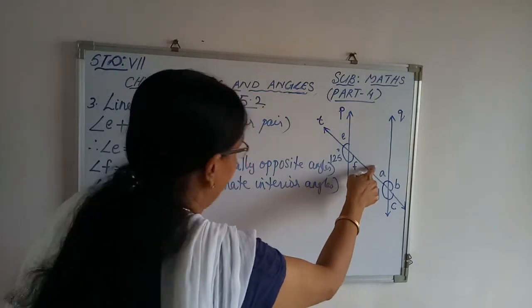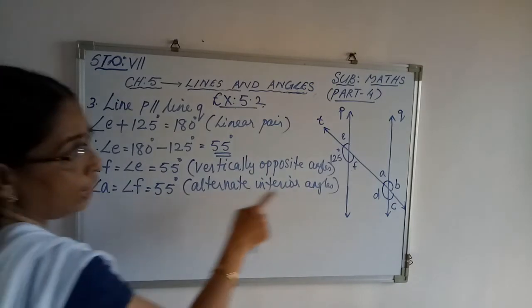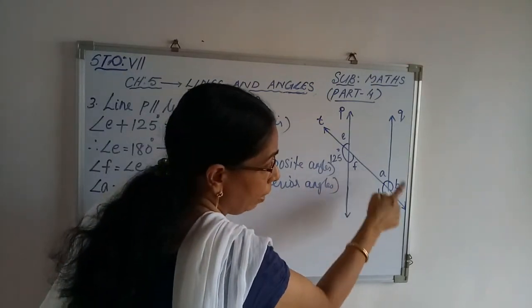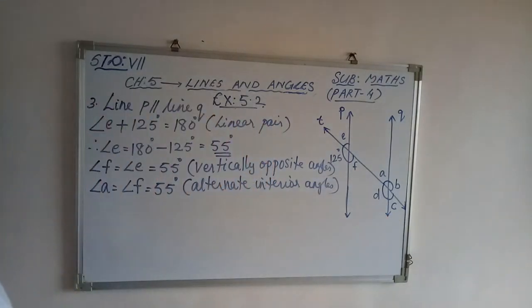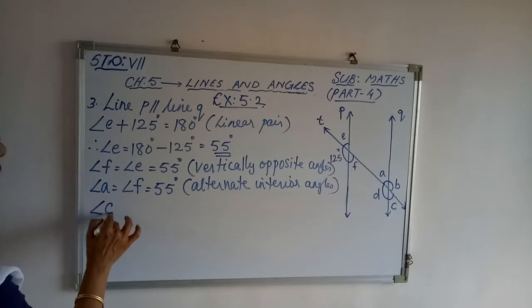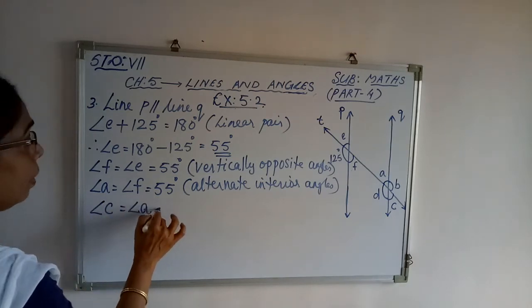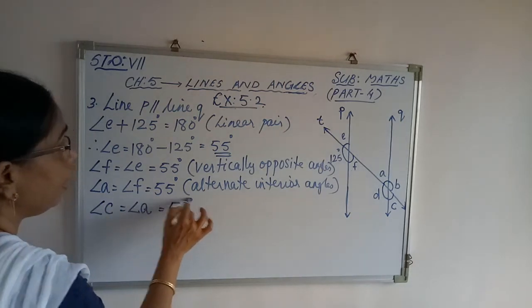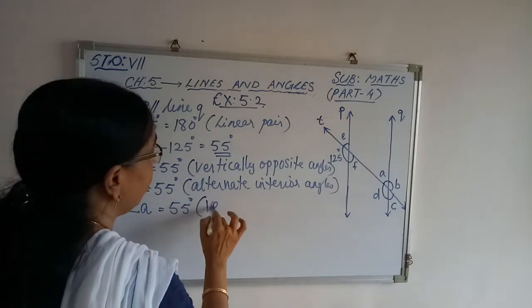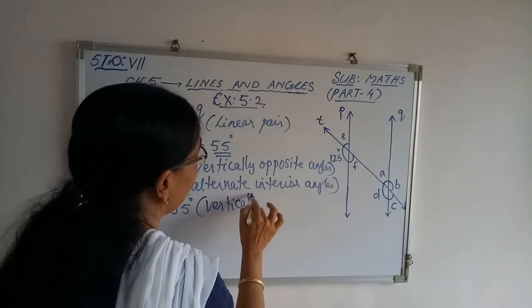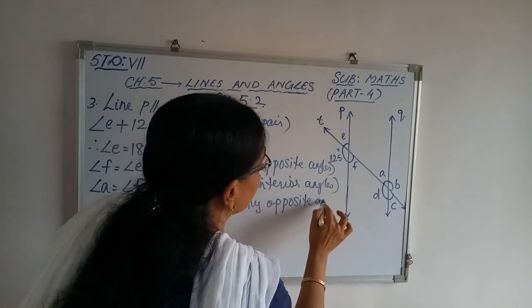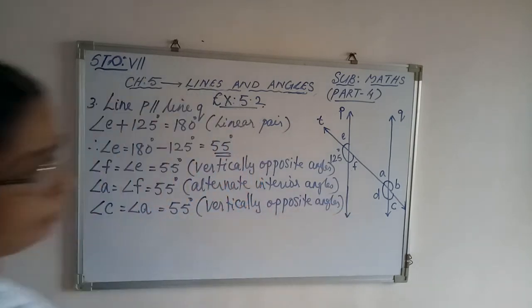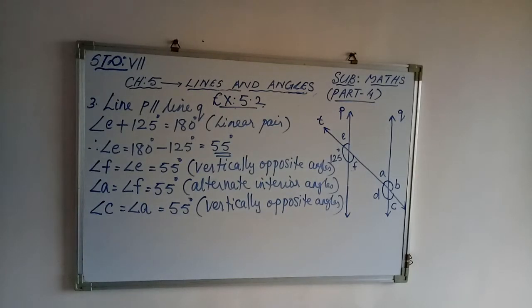Now we got angle A. How much? 55 degrees. Now see, if you know angle A, what about angle C? Angle A and angle C are equal as they are vertically opposite angles. So we can write angle C is equal to angle A, that is equal to 55 degrees. Reason? Vertically opposite angles.